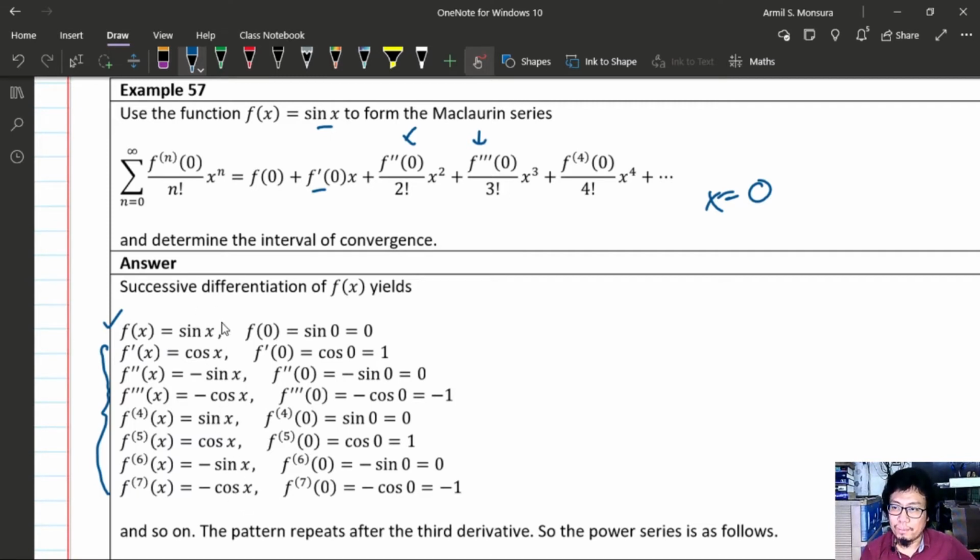The derivative of sine rotates from sine to cosine to negative sine to negative cosine, and then back to sine, cosine, negative sine, then cosine. So after the third derivative, the pattern is repeated. The pattern includes the function itself. So after getting the derivatives, you obtain the values of the function and its derivatives at x equals 0, since this is the center.